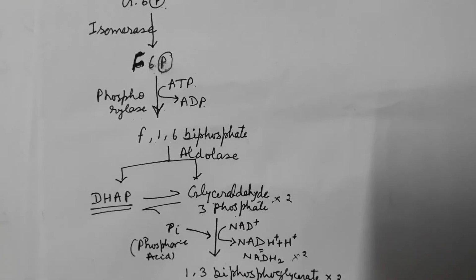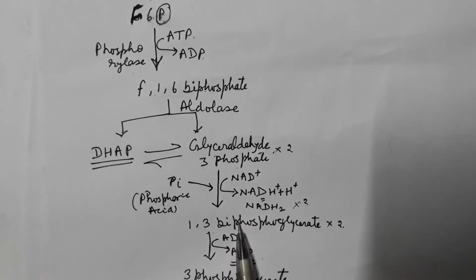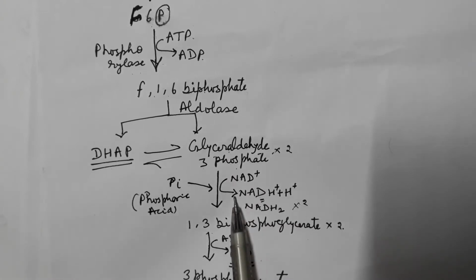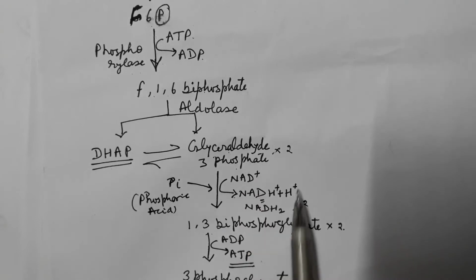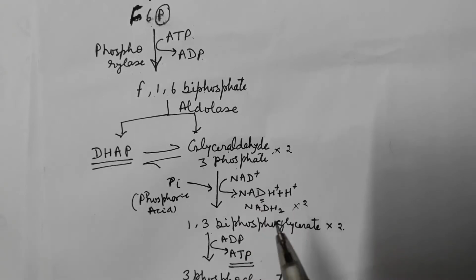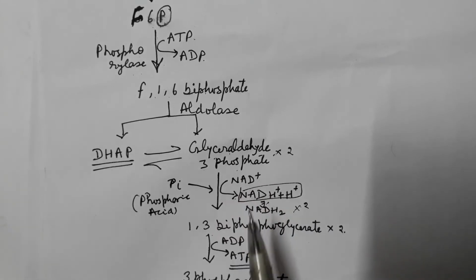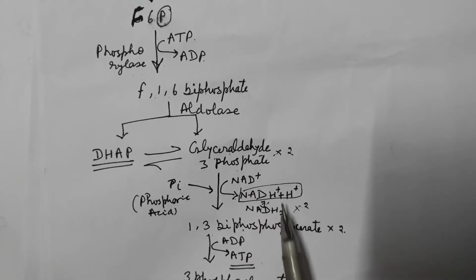In the next step, what happens? Glyceraldehyde 3-phosphate is oxidized into an acid. One thing is oxidized, the other is reduced. What is reduced in this step? One molecule of NAD plus is reduced to NADH plus H plus. We also write it as NADH2. So in this step, when glyceraldehyde 3-phosphate is oxidized into glyceric acid, 2 molecules of NADH2 are produced.